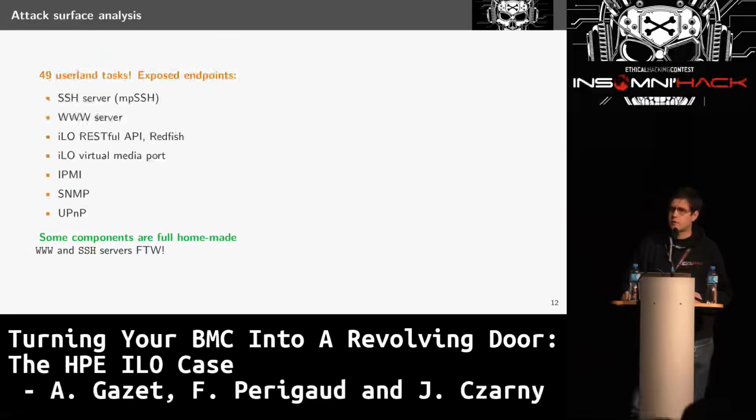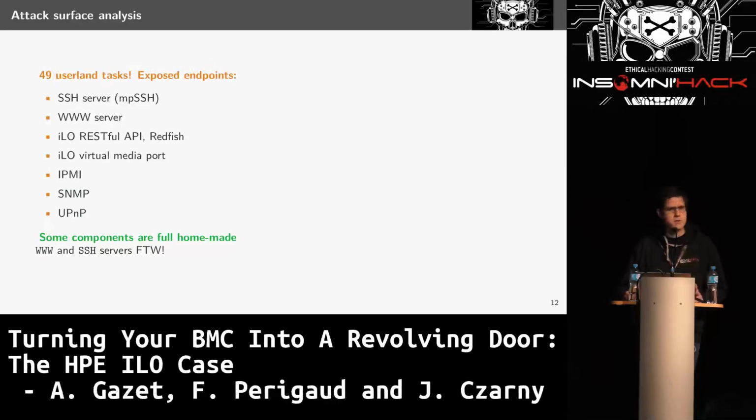After understanding how the firmware was structured, we could start to analyze the attack surface. There are 49 userland tasks running on iLO, and some exposed endpoints on the network interface. There's an SSH server, a web server, some REST APIs, the iLO virtual media port, which is a port used to simulate the presence of a CD-ROM on the server, IPMI, SNMP, UPnP, etc. And some of these components are fully homemade.